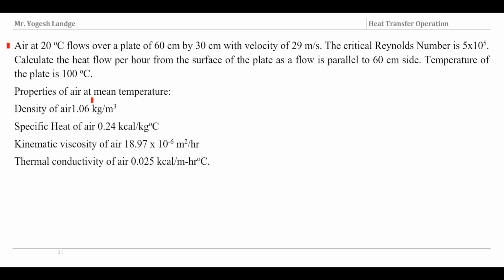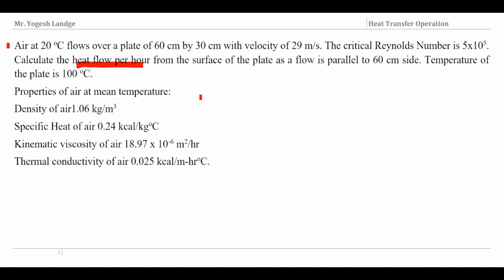The properties of air at the mean temperature are given. Density of air is 1.06 kg per meter cube. Specific heat of air is 0.24 kilocalorie per kg per degree Celsius. Kinematic viscosity of air is 18.97 into 10 to the power minus 6 meters square per hour. And thermal conductivity of air is 0.025 kilocalorie per hour per meter per degree Celsius. So here we need to calculate the heat flow per hour. This is our aim.